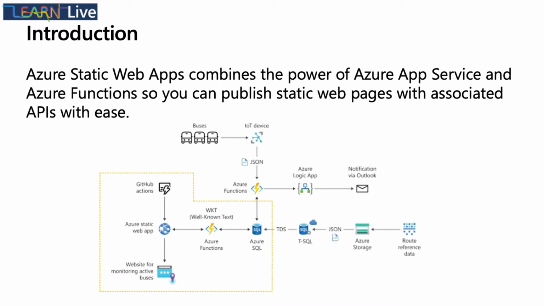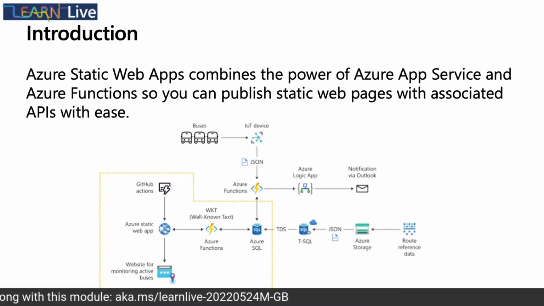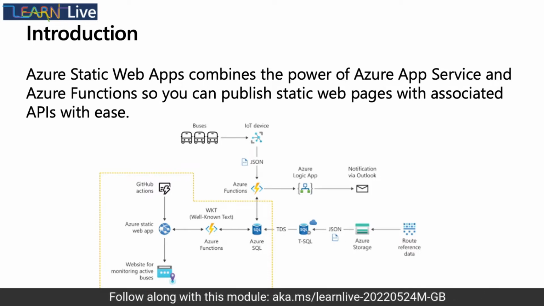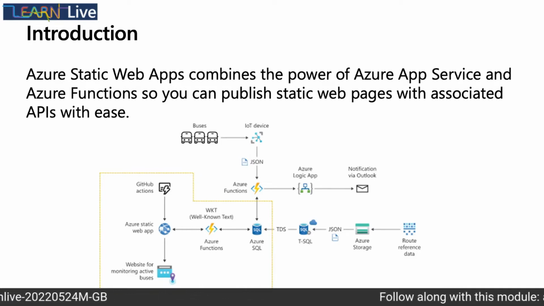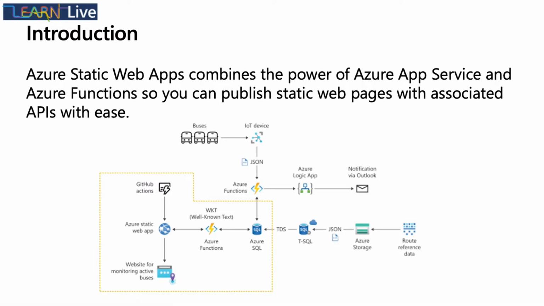What we're looking at is Azure Static Web Apps, and how it combines the power of App Service and Azure Functions, so you can publish static web pages with associated APIs with ease. I love this because I've done a lot with App Services. I also found my way around, before we had Static Web Apps, through hosting static apps with blob storage and the CDN. So when Static Web Apps was announced, I was very excited. It's cool that we get to talk about this today.